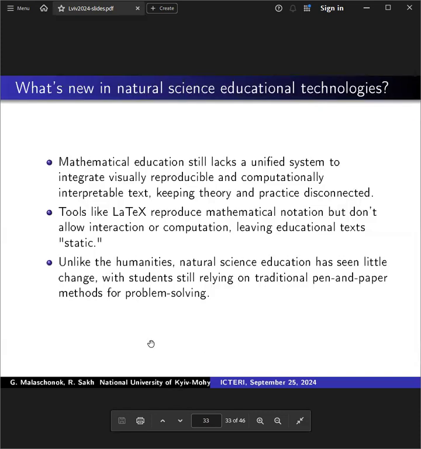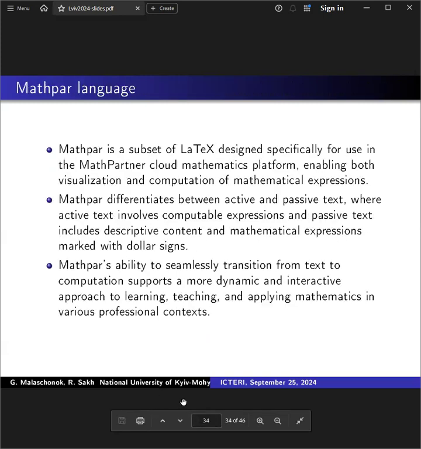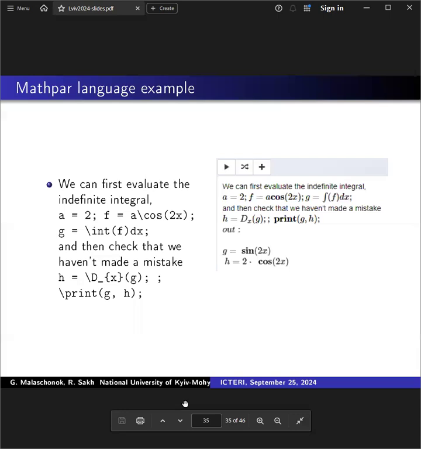Mathematical education still lacks a unified system to integrate visually reproducible and computationally interpretable text. The Mathpar language is a subset of LaTeX designed specifically for use in the Mathpartner cloud mathematics platform. It combines active and passive text, which allows combining explanation and interactive calculation. You can see this example in the slide.